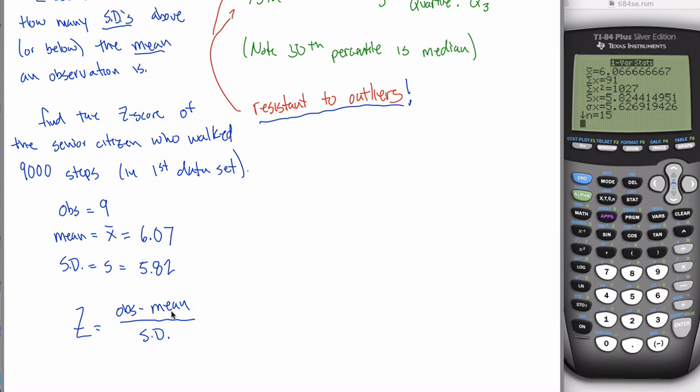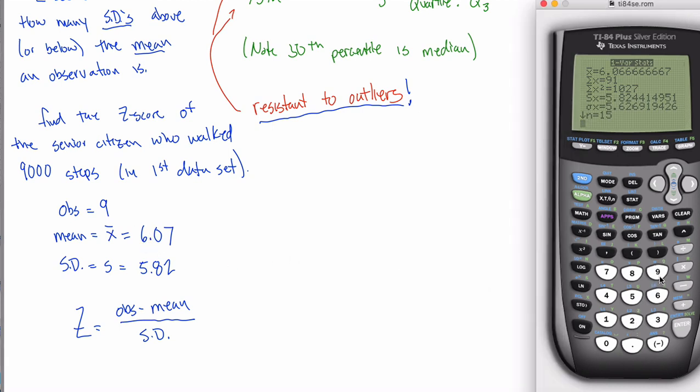But that's not what the z-score is asking for. It doesn't want to know how many more steps than average this person walked. It wants to know how many more standard deviations than average. So I have to divide that by the standard deviation to figure out how many standard deviations there are in that 3. So I come over to my calculator here.